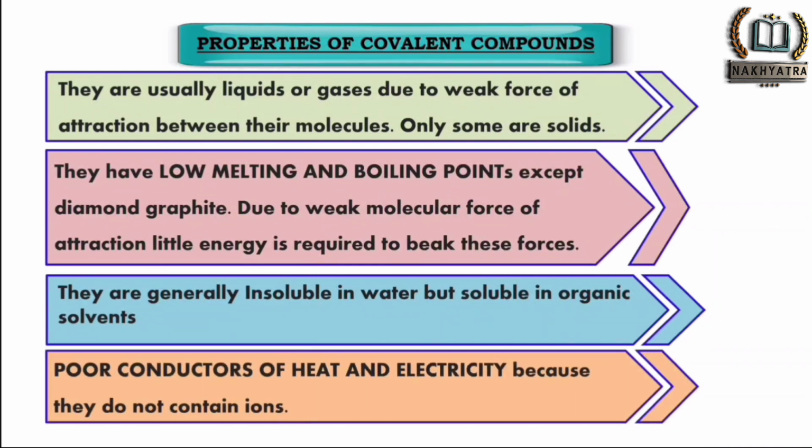Fourth property is poor conductors of heat and electricity because they do not contain ions. The covalent compounds do not contain ions, so they are poor conductors of heat and electricity.